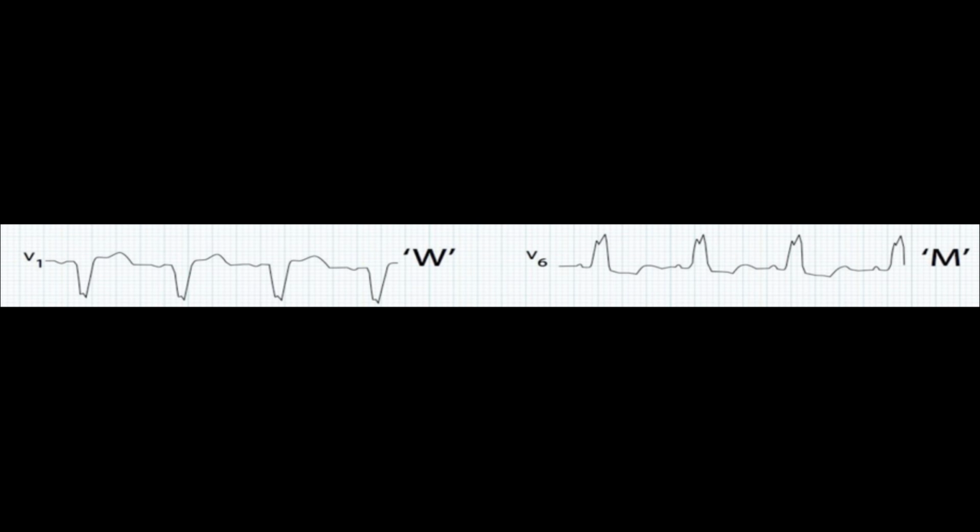We have to consider a right bundle branch block or a left bundle branch block. For left bundle branch blocks, there's generally a dominant S wave in V1 and a broad monophasic R wave in the lateral leads, 1, AVL, V5, V6. So generally, V1, you'll see a W formation, and V6 an M formation, as you can see here.